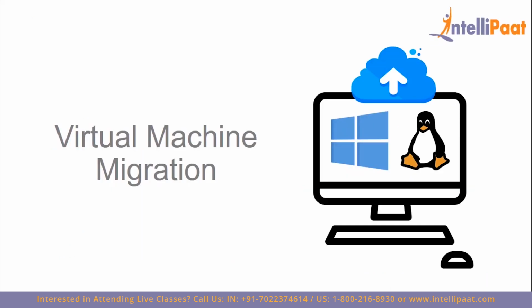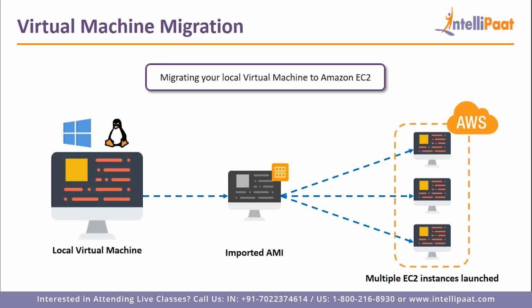Now we've come to the most interesting and important part, virtual machine migration. Virtual machine migration is very essential for any organization because most of their applications are running on virtual machines which they have hosted on their on-premise setup. What they want to do is shift those virtual machines to the AWS cloud. So let us see what it means actually and also see how to move it to the AWS cloud. It basically means moving your local virtual machine to Amazon EC2 in AWS, because Amazon EC2 is the service which provides us virtual machines in AWS. So that's where we are going to shift it to.